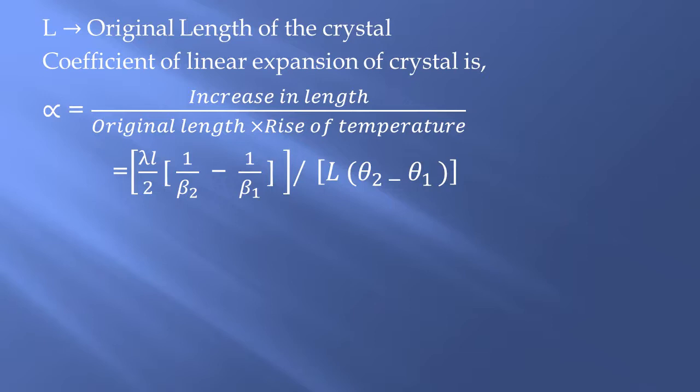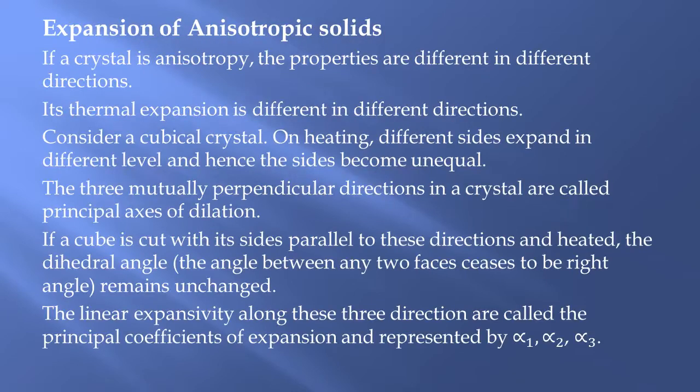Therefore, we can find alpha is equal to lambda L by 2 into 1 by beta 2 minus 1 by beta 1 divided by capital L into theta 2 minus theta 1. Thus, we can calculate the linear expansivity of the crystal.